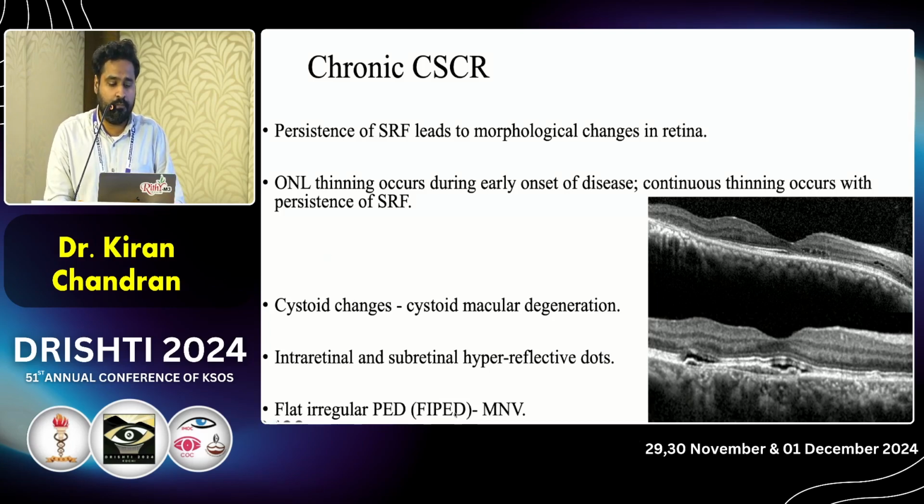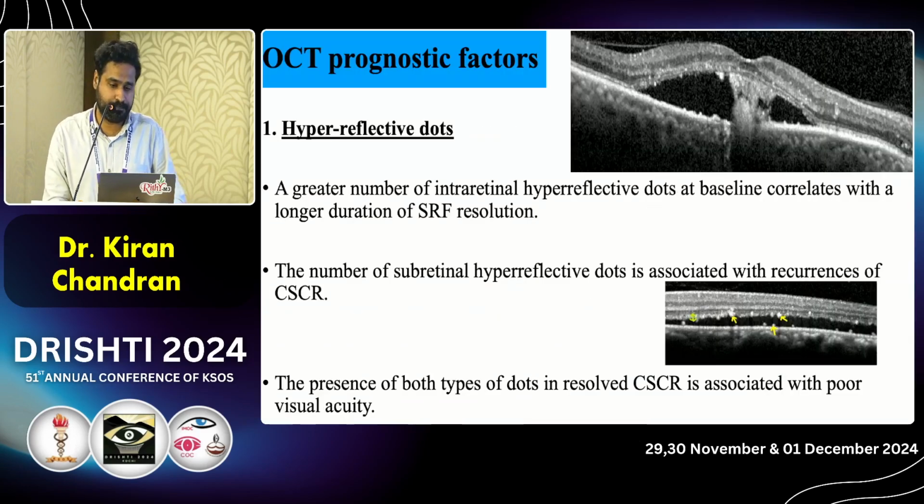Flat irregular pigment epithelial detachment, as you can see in this diagram over here, involves elevation of the RPE from the underlying Bruch's membrane. It indicates that there is definitely an element of macular neovascularization developing, and you need to follow up these patients very carefully. OCT prognostic factors include hyperreflective dots.